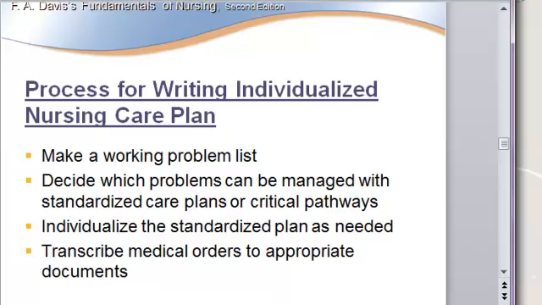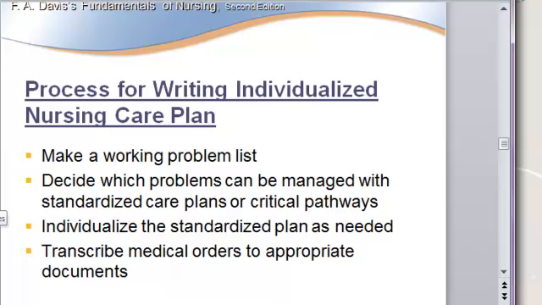So the question is, we basically want to look at how do we write. This is the process basically for writing an individualized nursing care plan. And this is on page 91 in your book. I was kind of flipping through so I could find it for you. It's page 91 in your book if you're following me along.